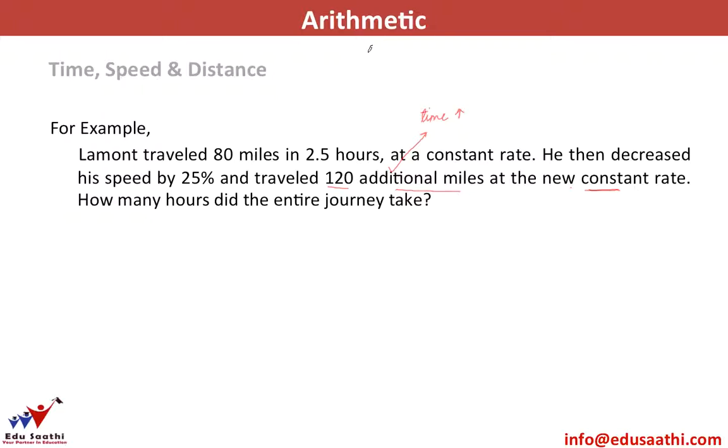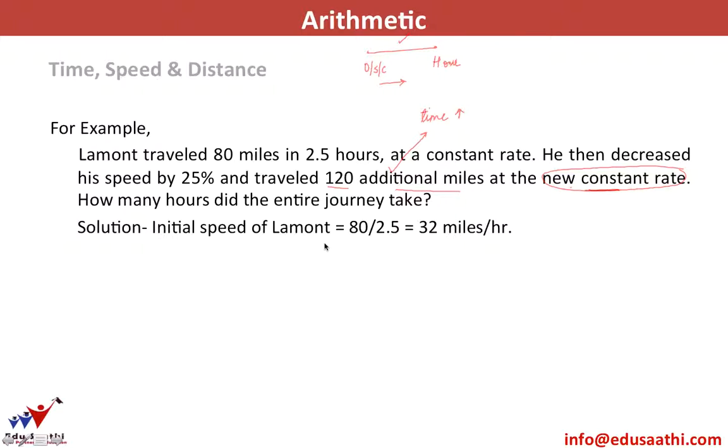Take an example from your office or school or college, whatever it is, you are going to your home. The distance between your home and your office is kind of fixed. Now, if you increase your speed, you'll reach early. If you decrease your speed, you'll take a longer time to travel the same distance. So if I am decreasing the speed, the time that I'll take would be longer. Now, the question is asking how many hours it took for the entire journey.